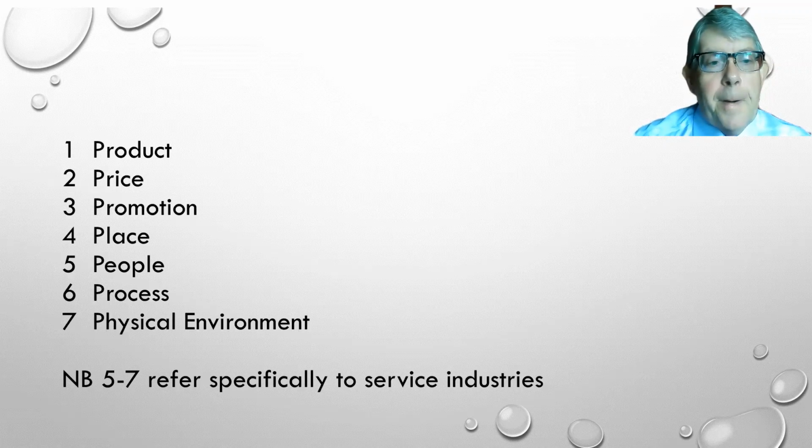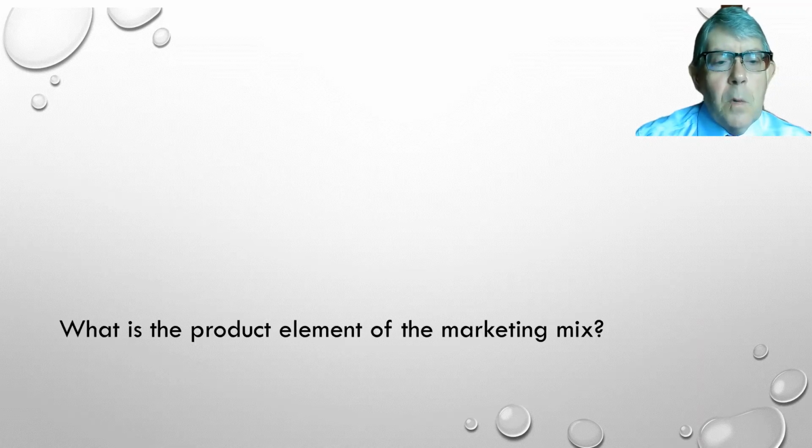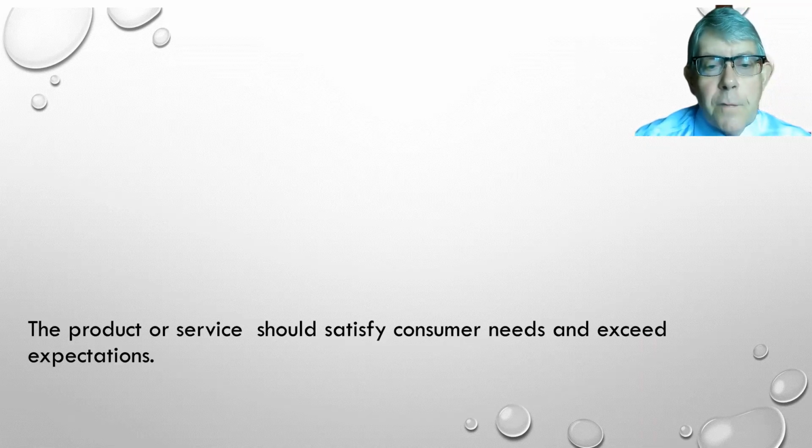Products, price, promotion, place, people, process, and physical environment. Note that 5 to 7 refer specifically to service industries. What is the product element of the marketing mix? Well, the product or service should satisfy consumer needs and exceed expectations.